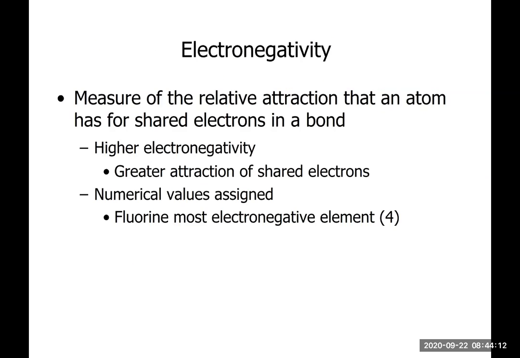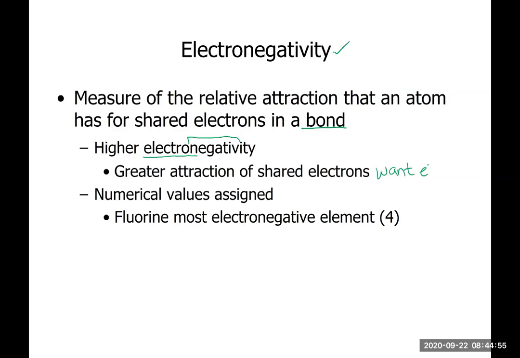The last trend we're going to cover is electronegativity. Electronegativity is a measure of the relative attraction that an atom has for shared electrons in a bond. So now we've gone from talking about an isolated atom to atoms that are sharing electrons in a bond. The species with the higher electronegativity has a greater attraction for electrons and negative charge. And if we look at the word electronegativity, we see electron here and we see negative charge here. So those species that have a high electronegativity want electrons.